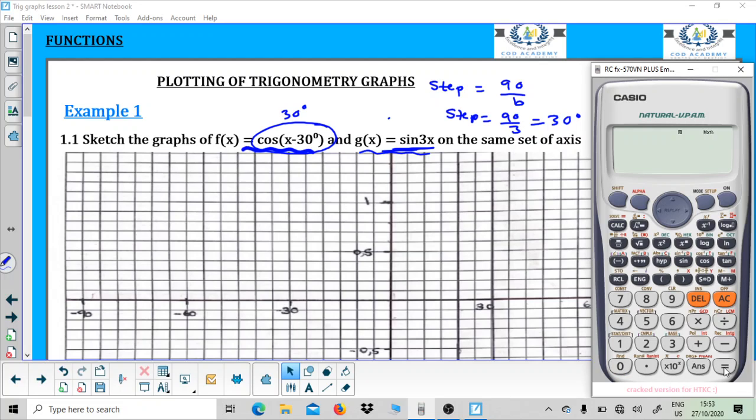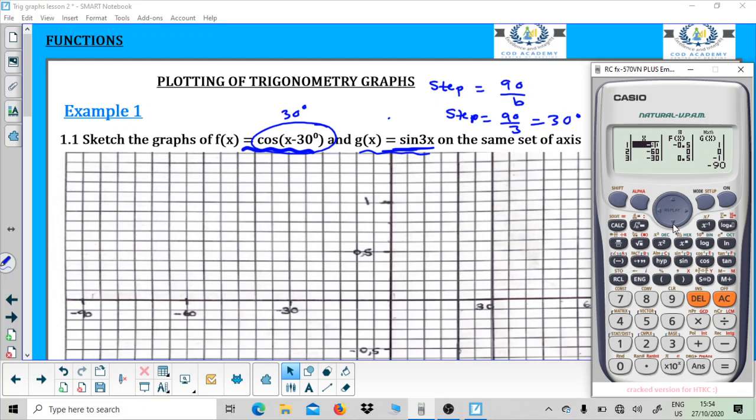When you press the equal sign, you will get those values, and what you will then go and do is plot these numbers that you see here. So you go to negative 90 for f(x), you go to negative 0.5 and you sketch it. You go down all the way to the last one, and then when you're done, you can also do the ones for g(x). So just make sure you do it correctly right there.